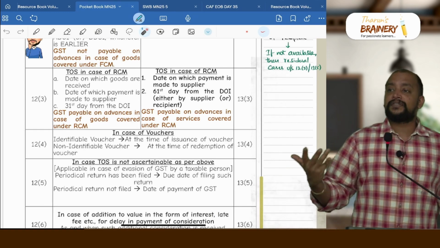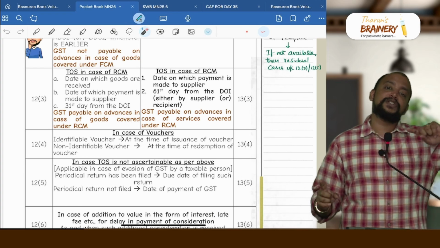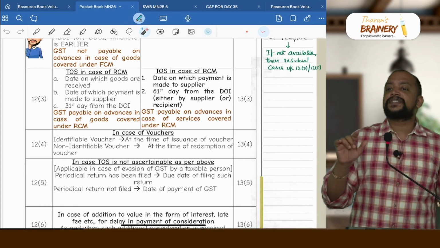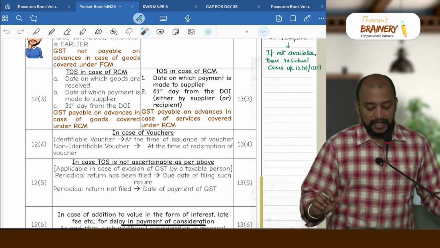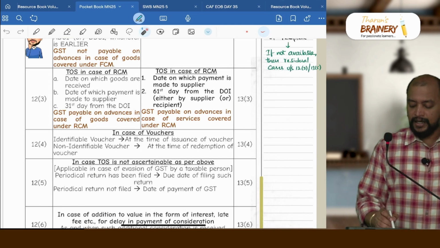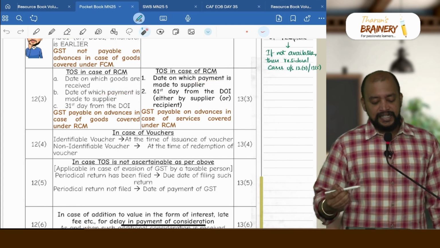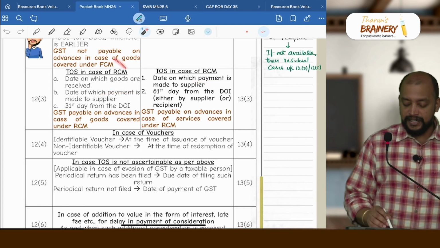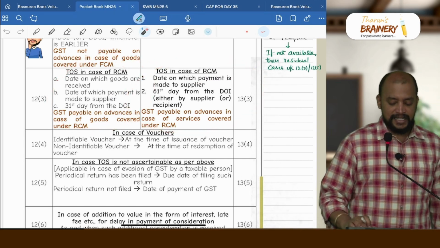Whereas for services, we don't have the date of receipt of services, it is the date on which payment is made to supplier, or 61st day from the date of invoice, whichever is earlier. As date of payment is one of the dates here, it means GST is payable on advances, both in case of goods RCM as well as service RCM.